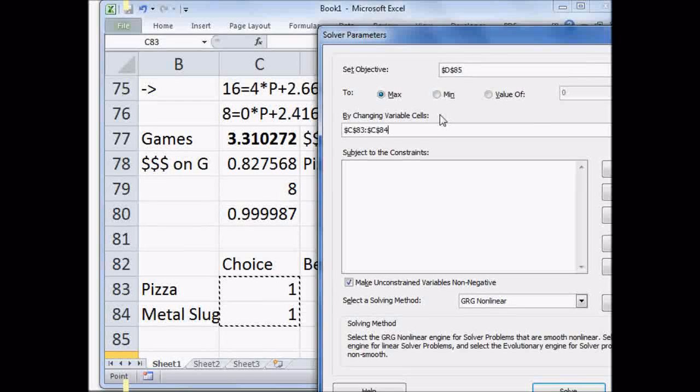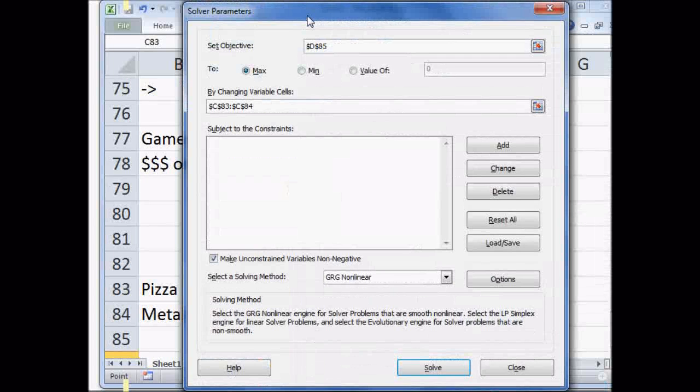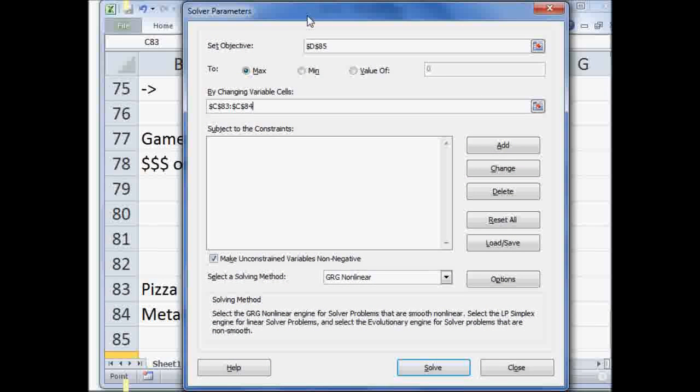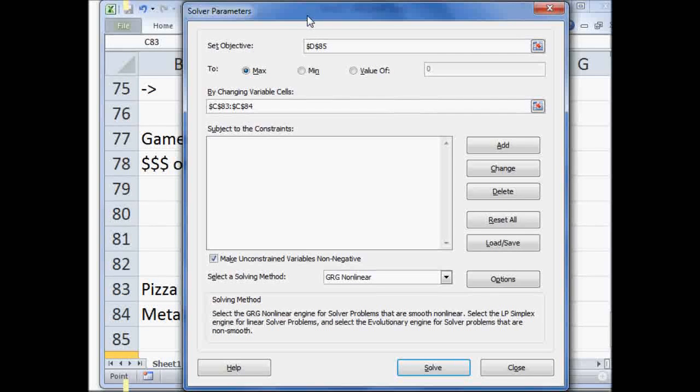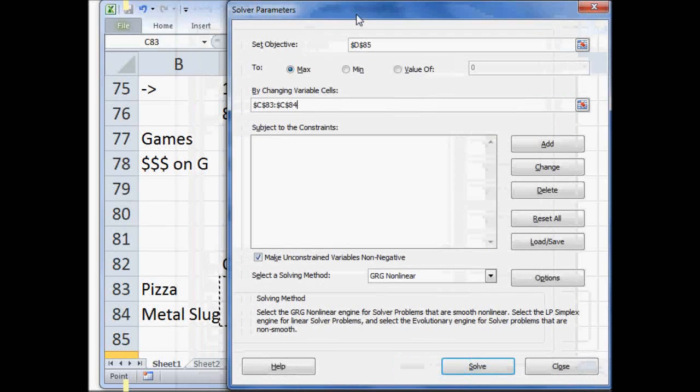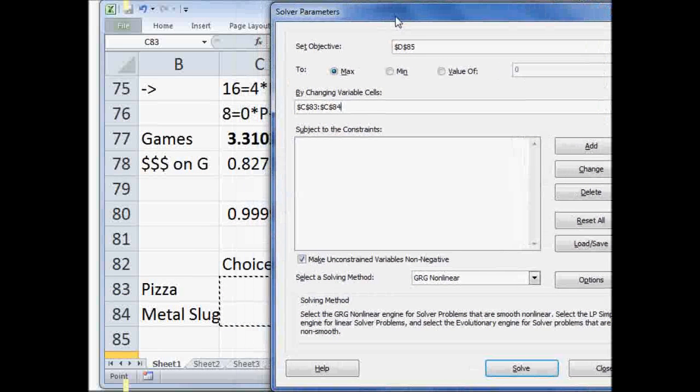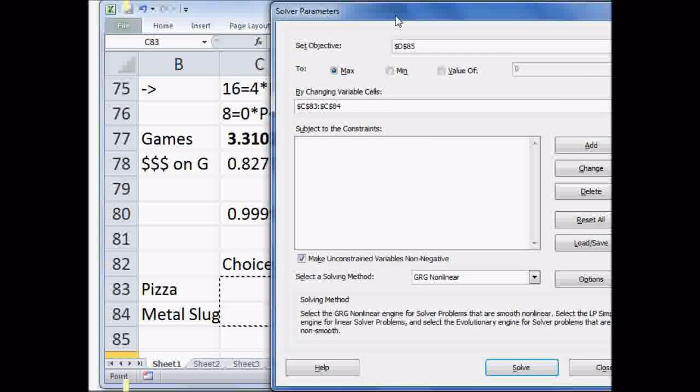Now if I don't do anything to this and push solve, what's going to happen is we're going to be eating very quickly infinite pizza and playing infinite games of Metal Slug. That is a maximum of sorts, but it's not a feasible one because we actually are constrained to some degree in our problem. So we need to add constraints to this problem. That occurs down here in the subject to the constraints section.